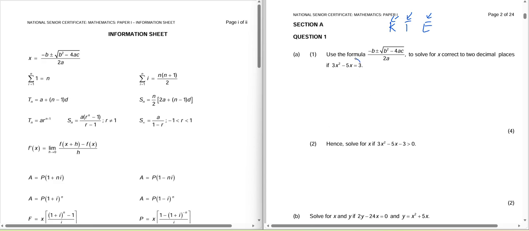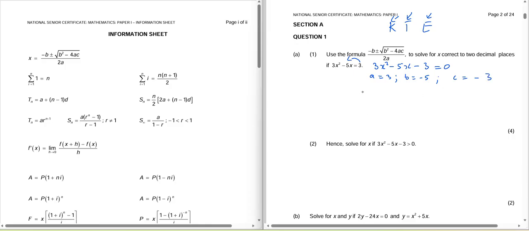So I'm going to throw this 3 to the other side. And what is the consequence of that? The sign on the 3 becomes a minus. Now we have 3x squared minus 5x minus 3 is equal to 0. Now we have the desired form, because we are going to say a is the coefficient of x squared, which is 3, b is minus 5, and c is minus 3.